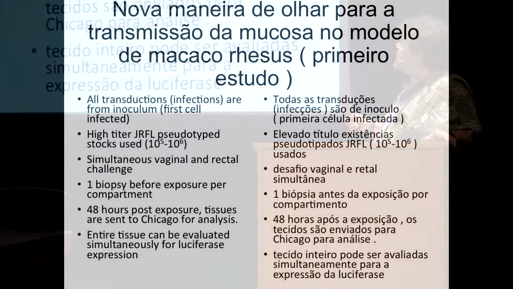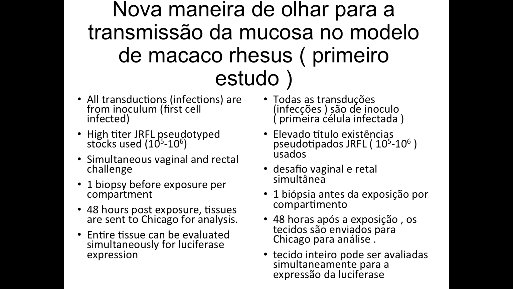So what we ended up with here is a new way to look at the early first transmission events. And so these are all transductions, not infections. We're using a high titer of this vector, and it's pseudotyped with an envelope called JRFL. That probably, looking back, wasn't the best choice, but that was the choice we made because it worked the best.